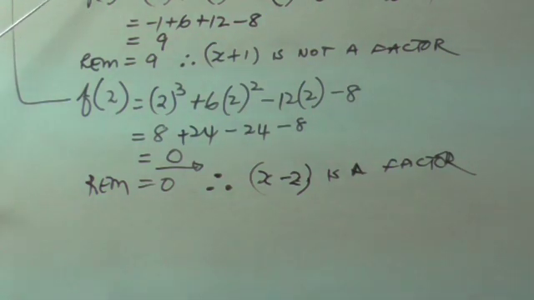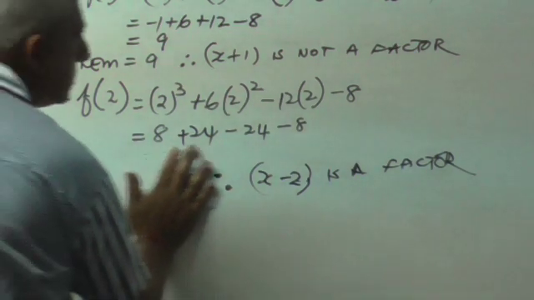I'm just going to give you a few seconds to have a look at this, because I am going to remove it from the board shortly. So now we know that x minus 2 is a factor. Alright? I'm going to remove this from the board.